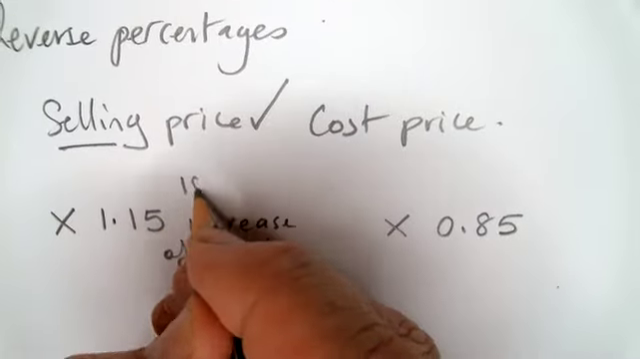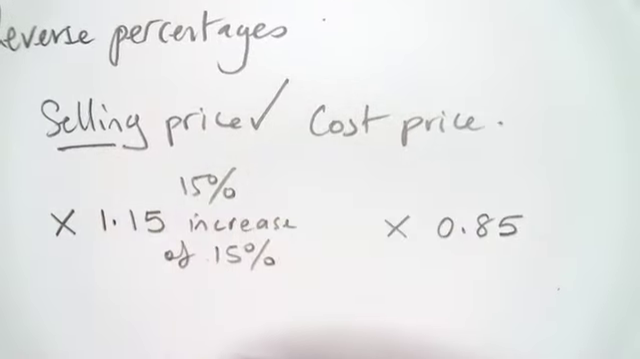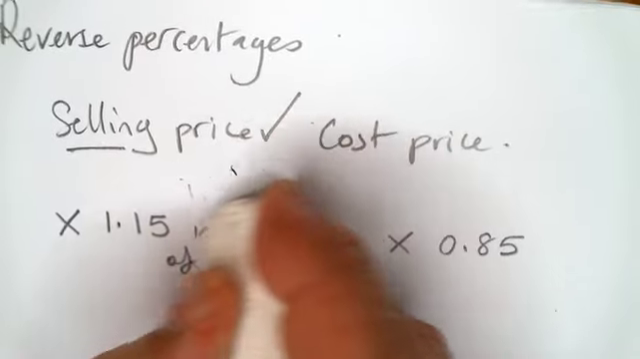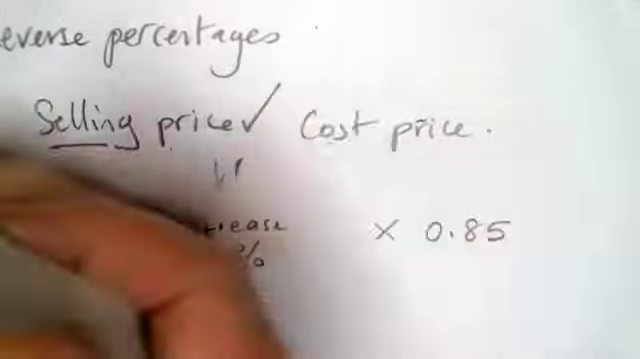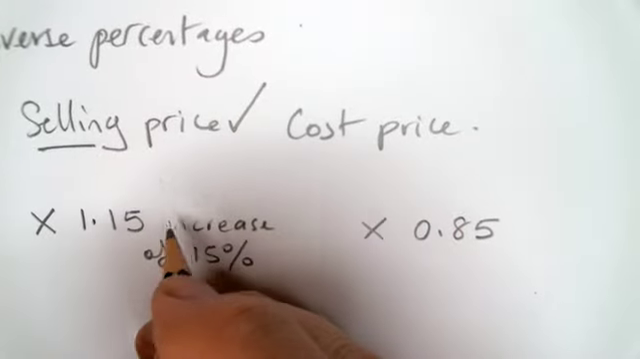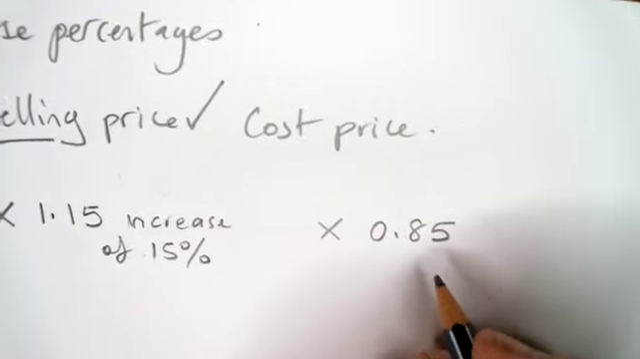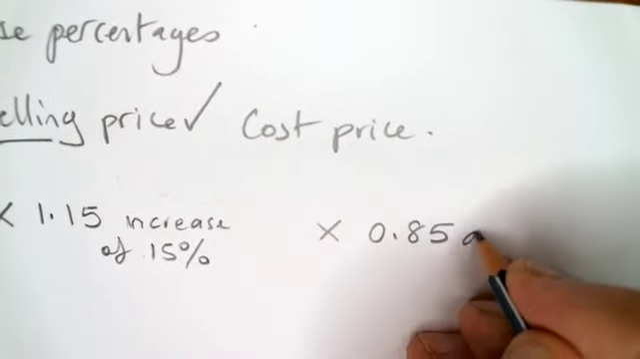So this is a 15% increase. I've actually written it here wrong, sorry. Here we go, I'm going to write that again. That's a 15% increase. Oh, I just rubbed out what I had written. That's not good. Okay, let me put the decrease of 15% here.